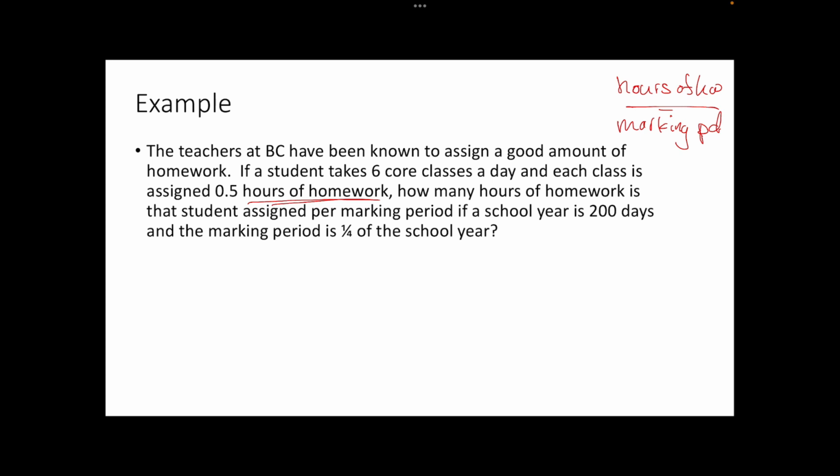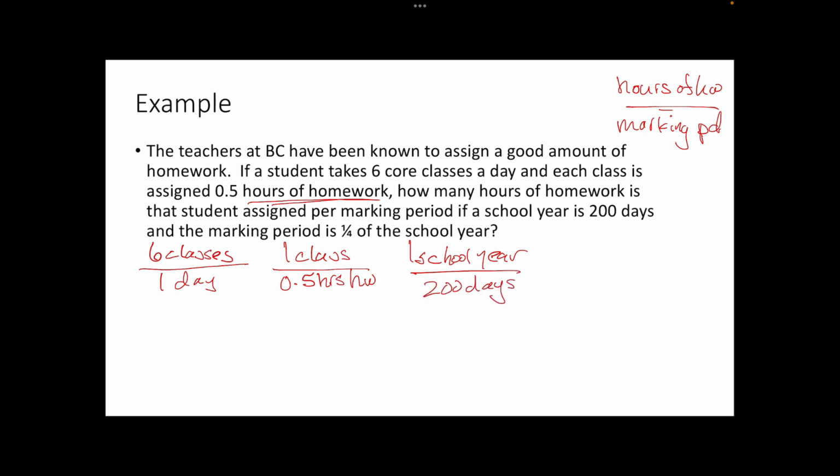So let's go ahead and write down, though there's a lot of information here, let's just write down what we know, all right? So, okay, they give a lot of homework. They have 6 classes per one day. And each class, so one class has 0.5 hours of homework. All right, we know that one school year is 200 days.